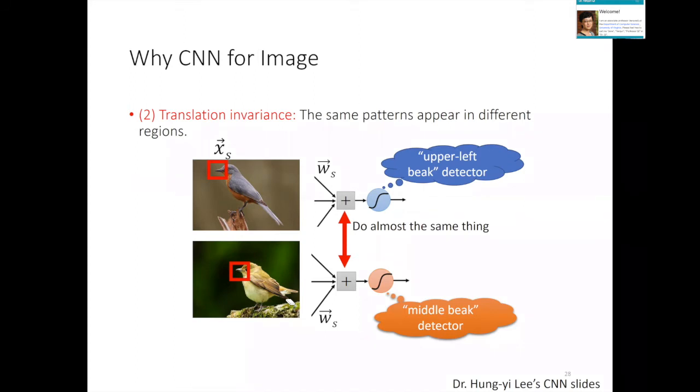So which means what? When I'm applying this beak detector, I should use the same detector weights. So that's exactly what people do. They just use the same set of parameters. It doesn't matter whether this window's parameters are applied in the left upper corner or in the middle. It's the same set of weights.